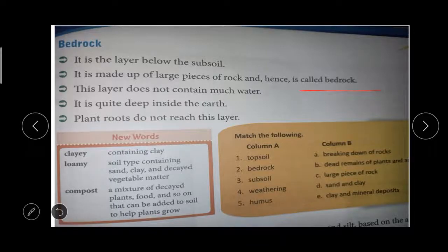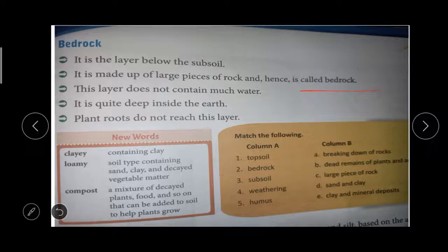Have you noticed this while digging the ground? Sorry, while they put a bore well, most of the places they will say, we are breaking the rock to get water up to 300 feet below. We will break the rock for taking water. Have you heard about that? Yes. So this layer is made up of rock, and that rock is called bedrock.